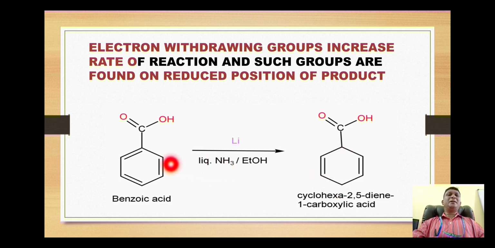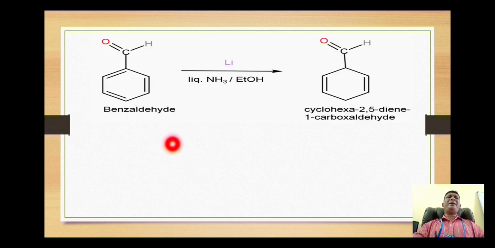So here this benzoic acid gives the formation of this cyclohexa 2,5-diene 1-carboxylic acid. Now in this case, the carbon which bears the COOH group will be carbon number 1. So this will be number 1, this will be 2, 3, 4 and it will be 5. So double bonds are starting at position number 2 and at position number 5. So we will call it cyclohexa 2,5-diene 1-carboxylic acid. Let's look at the next example, benzaldehyde.